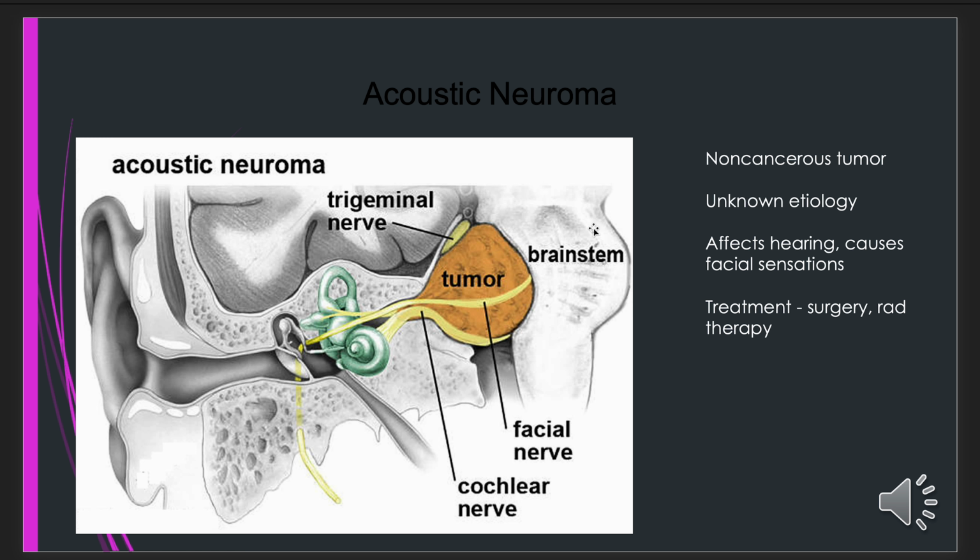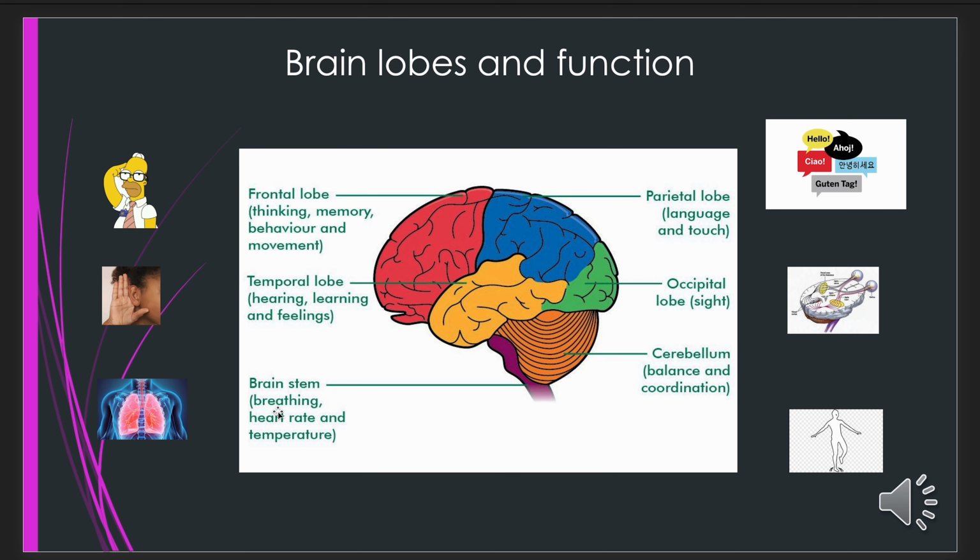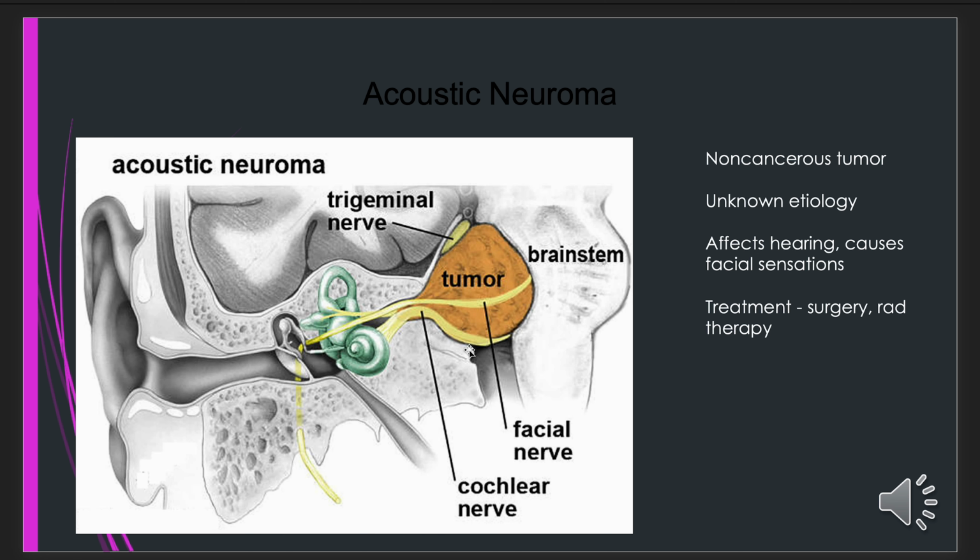It causes a lot of problems because, as you can see here, it can squeeze or encroach on the brainstem. And the brainstem, if you remember, is important for your involuntary functions. Well, if you have an acoustic neuroma, you can have problems that impact those involuntary functions for which the brainstem is an integral part, right?